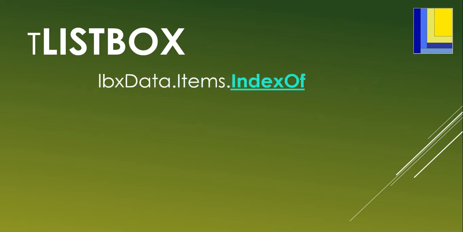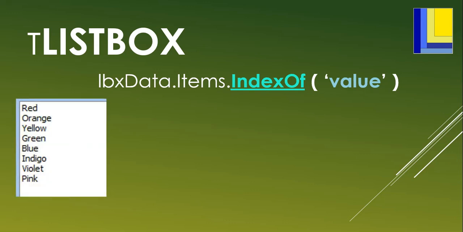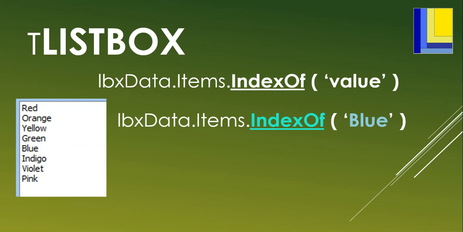Okay, then there's IndexOf. What does IndexOf do? Well, IndexOf takes in a string value, and then it sends back a number of where that particular value that you just gave it is in the list box. So for example, let's say we've got this list box, and I've got IndexOf blue. So that's going to return, think about it, what is going to return? It's going to return a 4, because blue is at position 4. Red is 0, orange is 1, yellow is 2, green is 3, blue is 4.